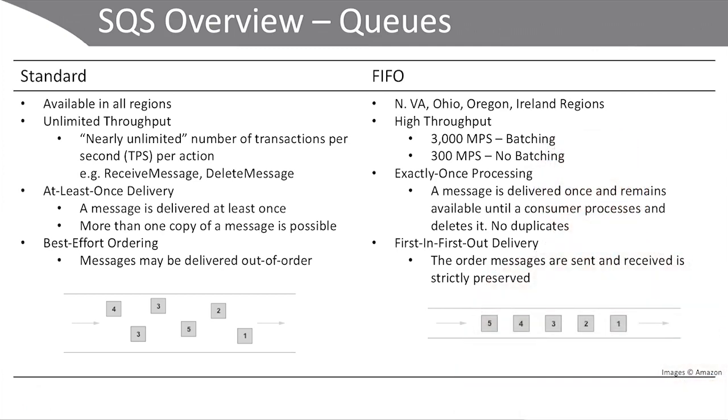For FIFO queues, they have high throughput, but it is not unlimited. We see here 3,000 messages per second if you are using batching, and 300 messages per second if you are not batching.